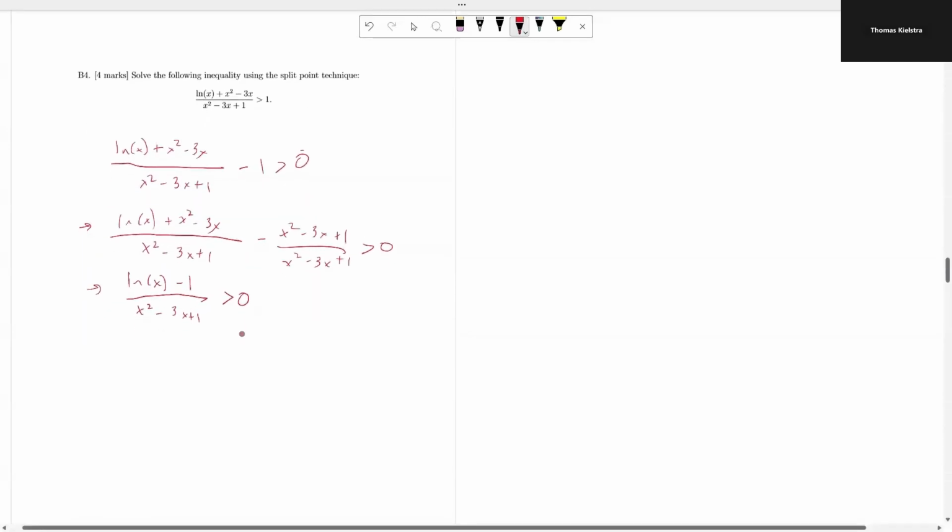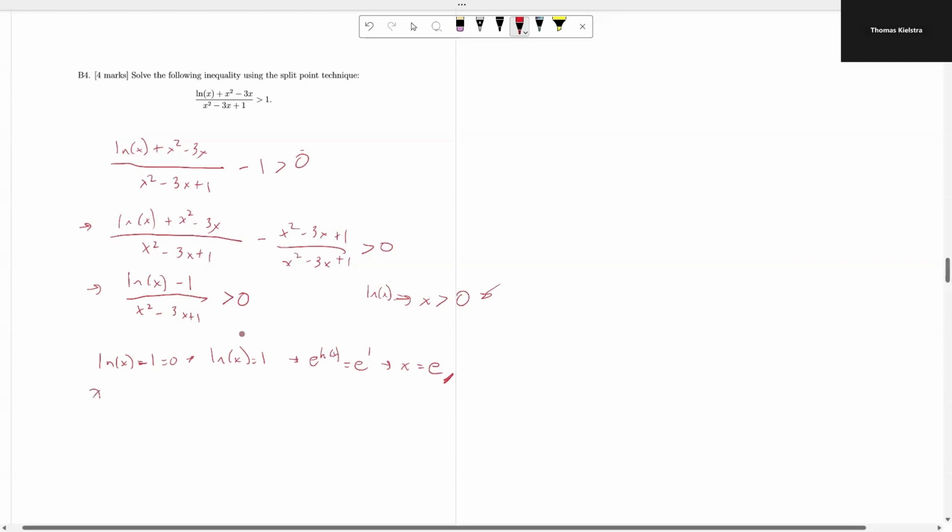And now I have to figure out what my split points are. My split points are when the numerator or the denominator equals 0. And I'm also going to add that ln of x cannot be negative, which implies that x is greater than 0. So I have this added piece of x being greater than 0, but let's suppose ln of x minus 1 equals 0. Well, this implies that ln of x equals 1, which implies that e to the ln of x equals e to the 1, which implies that x equals e. So that's one of my points.